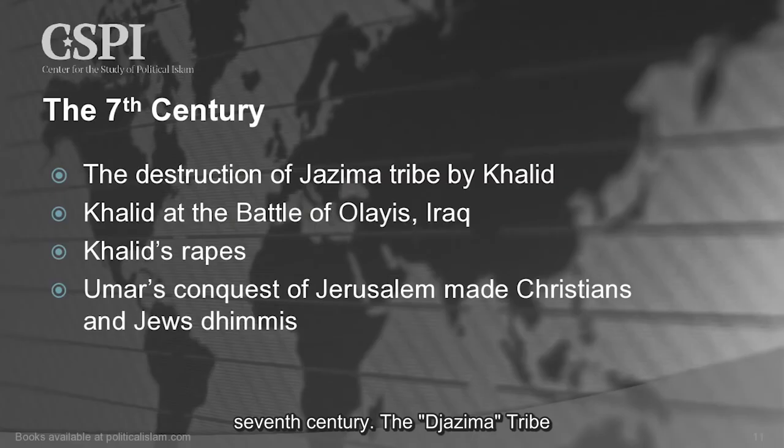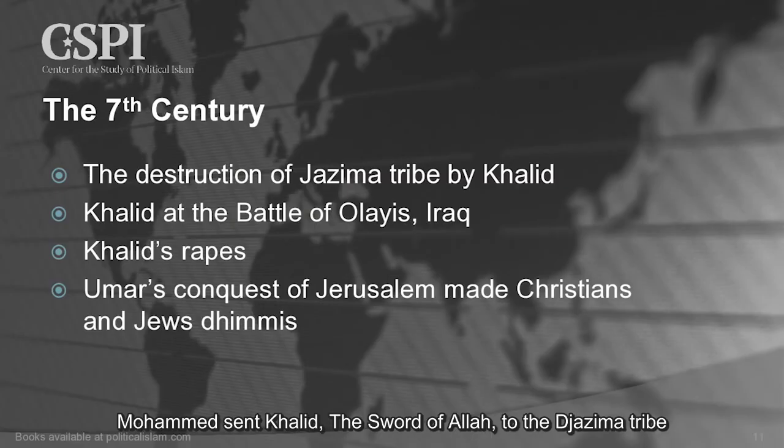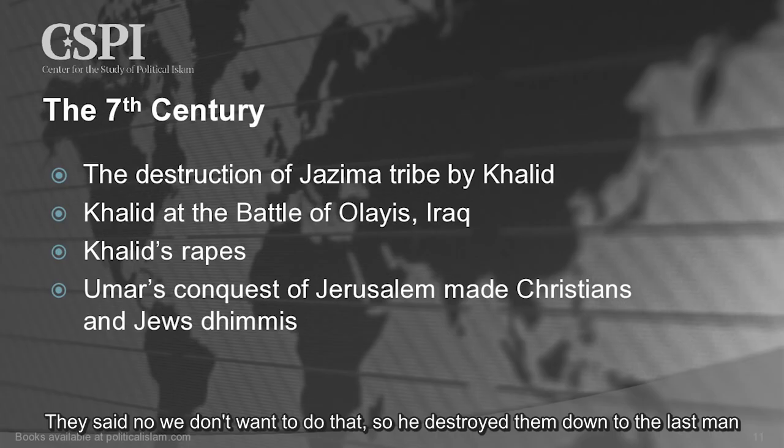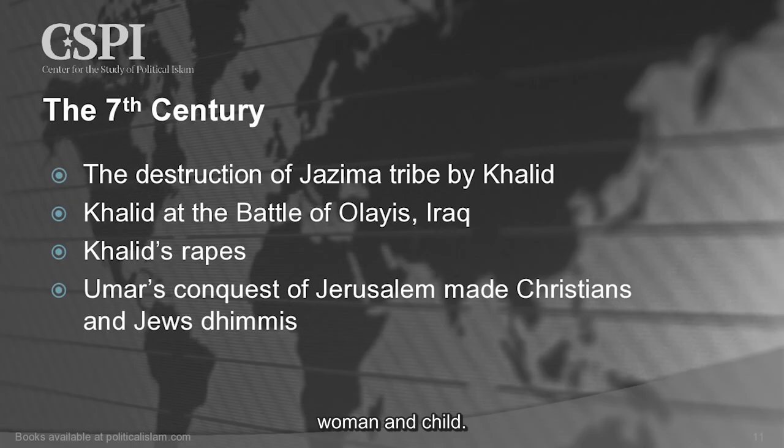The Jazima tribe was, Muhammad sent Khalid, the sword of Allah, to the Jazima tribe to offer to them an invitation to come to Islam. They said, no, we don't want to do that. So he destroyed them down to the last man, woman, and child.